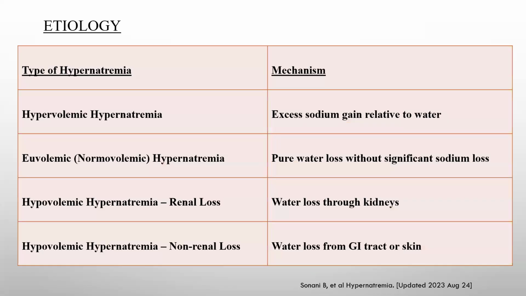Here it can be because of hypervolemic, euvolemic, or hypovolemic states. Hypervolemic is because of excess sodium gain relative to the water, due to hypertonic saline infusion, sodium bicarb administration, or Cushing syndrome. Euvolemic can be because of pure water loss without any significant sodium loss, which can be seen in diabetes insipidus, diuretic use, and renal diseases.